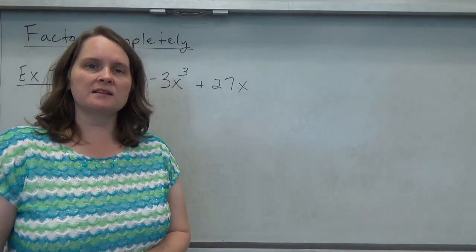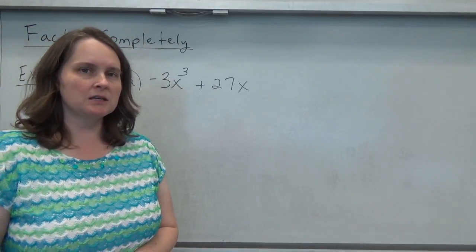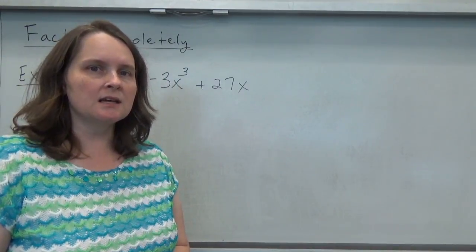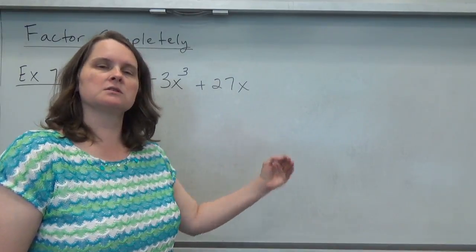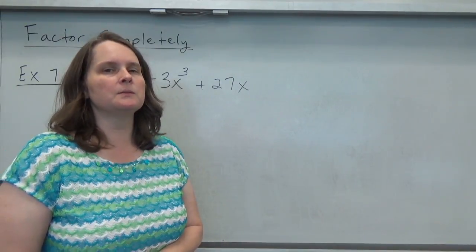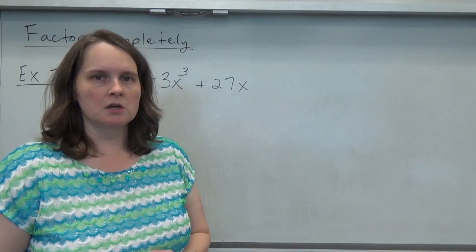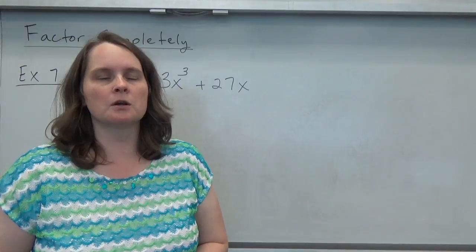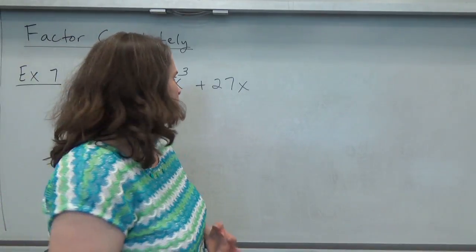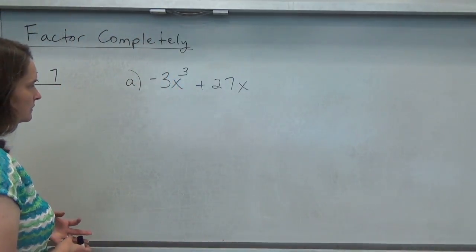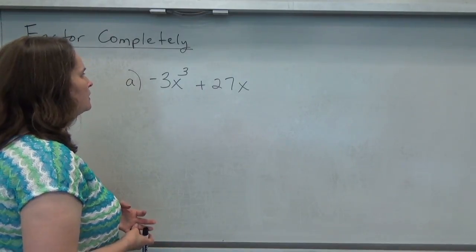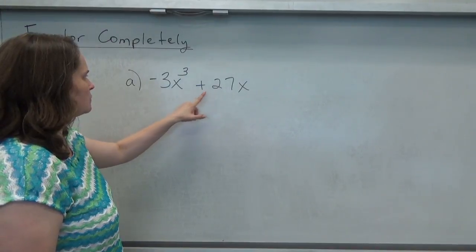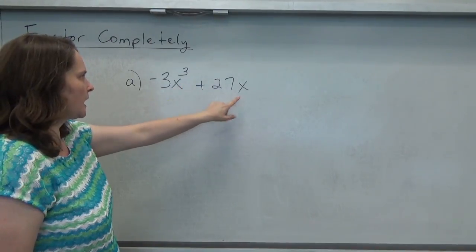When you're asked to factor completely, the first thing that you need to do is determine if you have a GCF. Is there anything that can come out of all your terms together? If there is, you need to pull the GCF out to the front first. The next thing you're going to look at is the number of terms. The number of terms will help you determine which method that you need to use. This one definitely has a GCF. We notice a common factor on the coefficients of 3. And then each of them have a common variable of x.